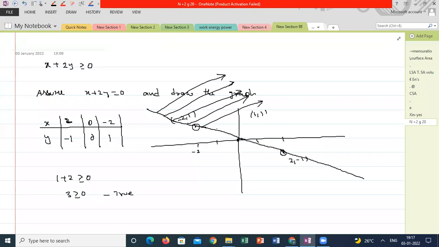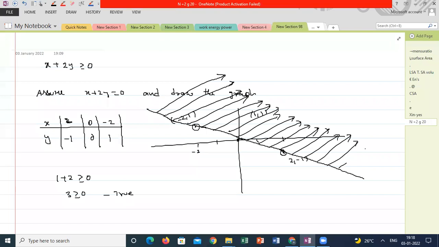When I am writing the solution set of the given inequality, it is the shaded region, all the points lying in the shaded region, including the points on the line. If it is not equal, exclude points on the line. This is how you can mention including, excluding. Is it clear?